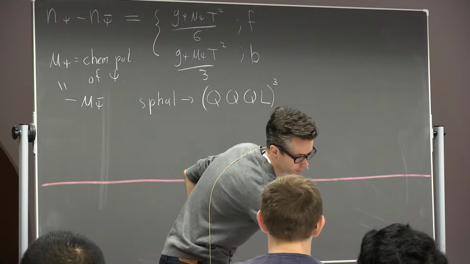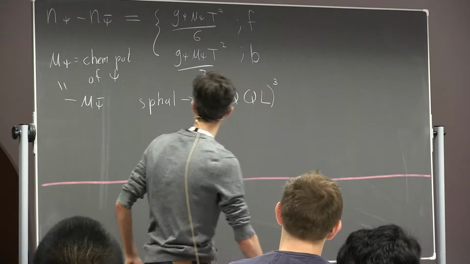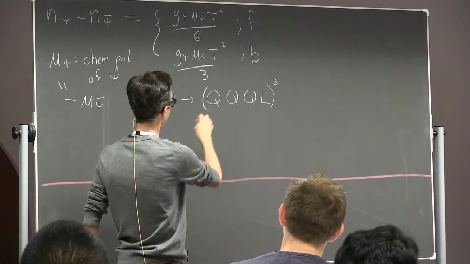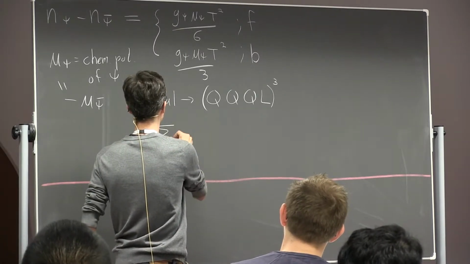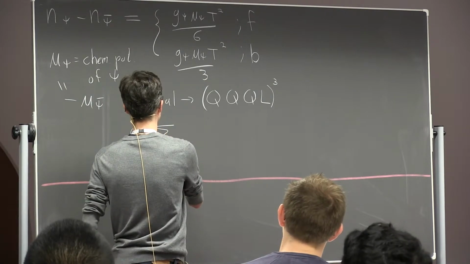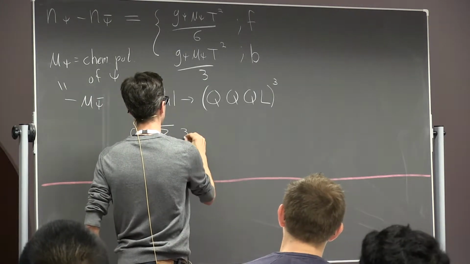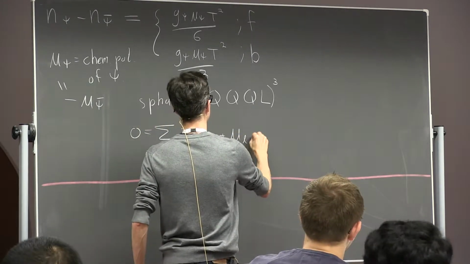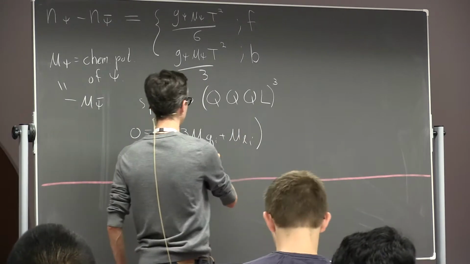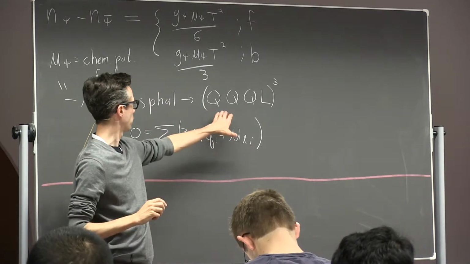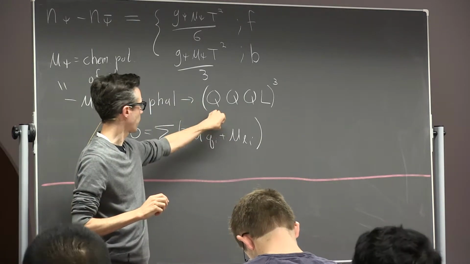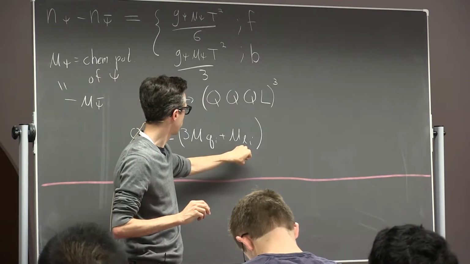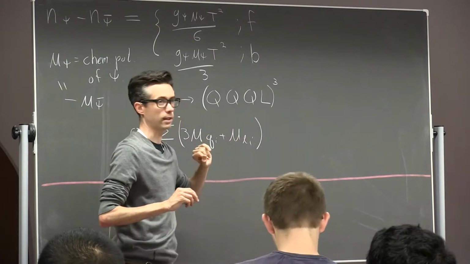So the relation implied by sphalerons, assuming sphalerons are in thermodynamic equilibrium, is that I get 0 is equal to the sum over i of 3 mu qi plus mu li, where mu qi is the chemical potential for the ith generation of the left-handed quark doublet, and mu li is the chemical potential for the ith generation of the left-handed lepton doublet.